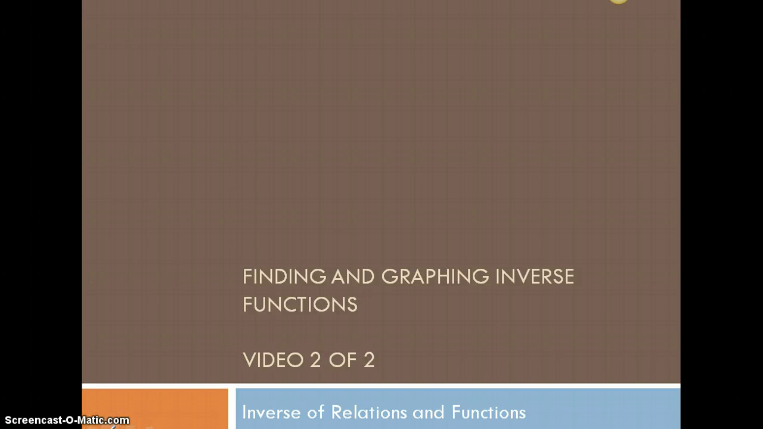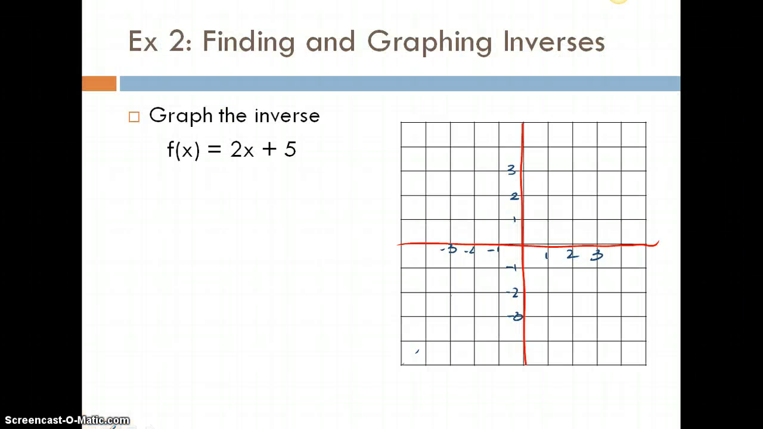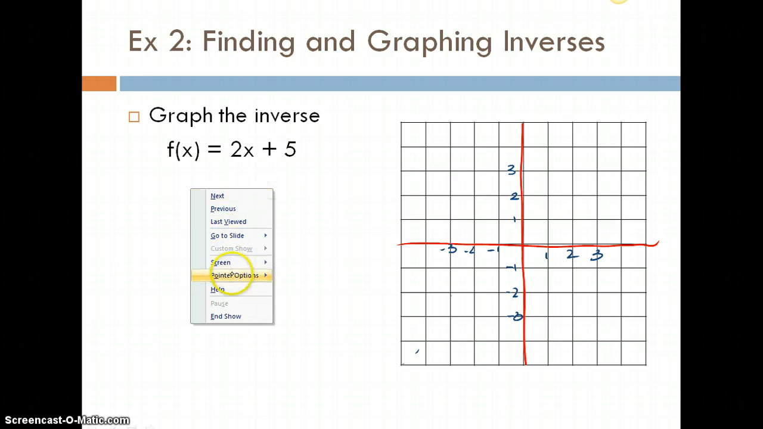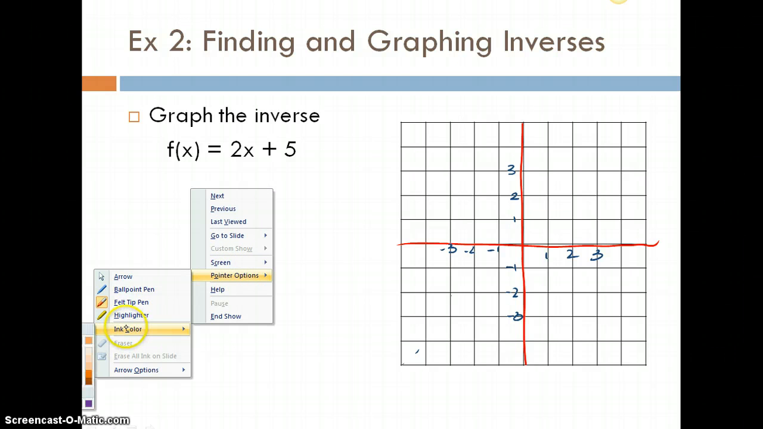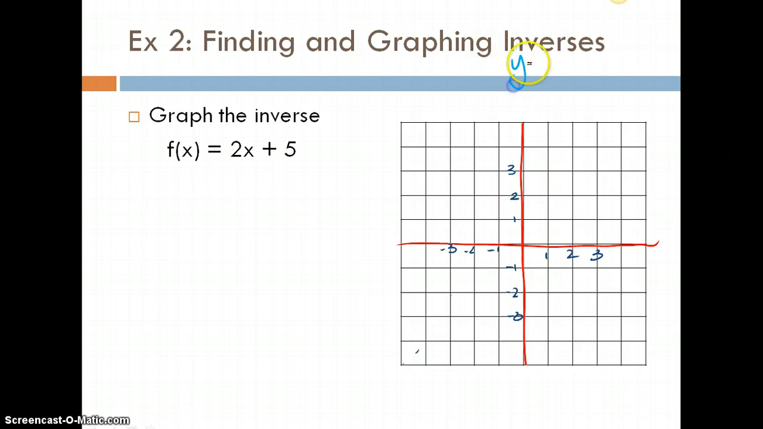So the second video is on finding and graphing inverse functions. We're going to graph and find the inverse of f of x is equal to 2x plus 5. Before I go about actually solving or graphing anything, I want to do one thing to the graph that we have. We're going to put in the line y is equal to x. This again is the line of reflection for inverses. It is a line that cuts diagonally through the first and third quadrants.